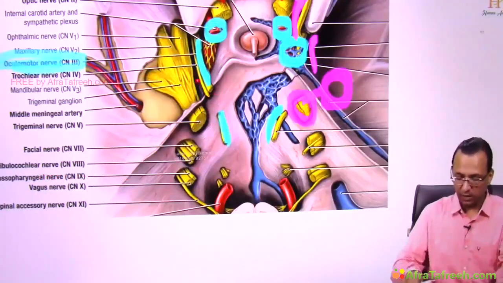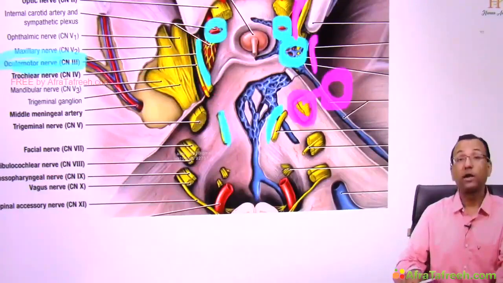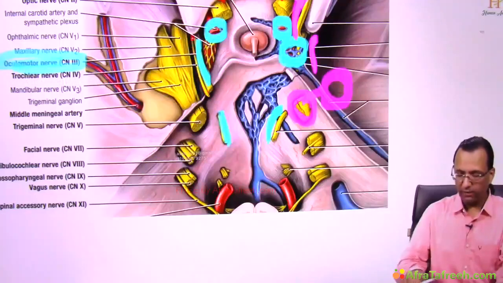Who is this? This is the thinnest cranial nerve. Who is the thinnest cranial nerve? Trochlear nerve. Why is the trochlear nerve the thinnest cranial nerve? Because it has very few axons. And why is the trigeminal nerve the thickest cranial nerve? Because it has a large number of axons.